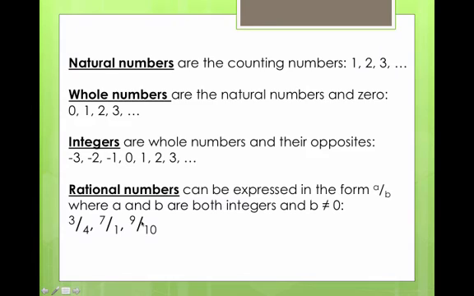And then rational numbers are any numbers that can be expressed in the form a divided by b, where a and b are both integers and b is not equal to 0. Remember, 0 in the denominator means I have a value that is undefined. So I can't have a denominator with the value of 0. So these are all examples.